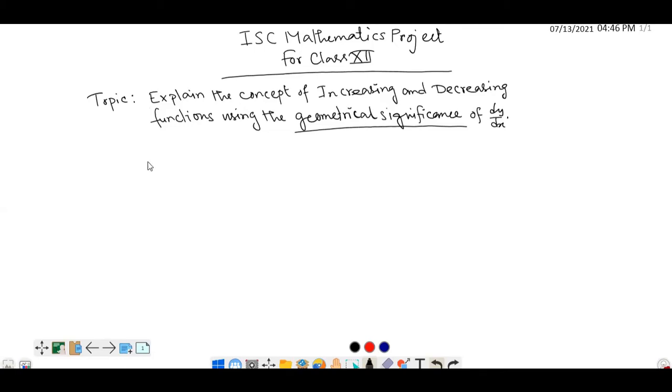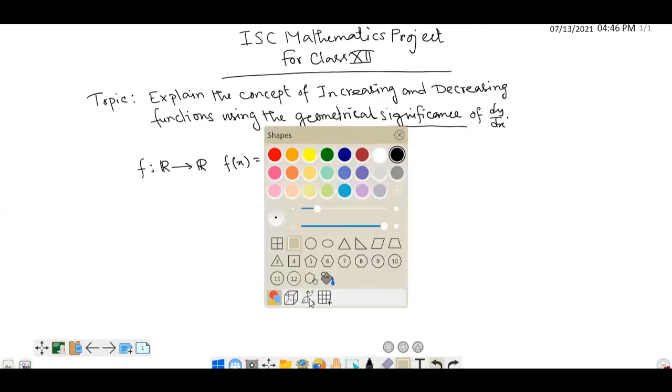Suppose I'm taking the function f from, say, instead of D I'm taking R, f from R to R, f(x) equal to, say, x squared. Now this is one of my favorite functions because it serves all the needs actually.